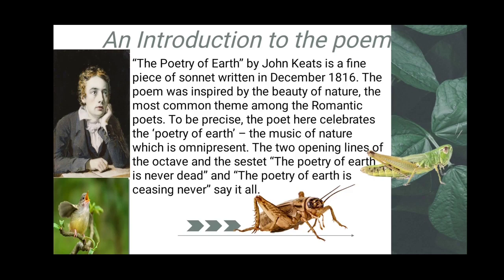An introduction to the poem. The Poetry of Earth by John Keats is a fine piece of sonnet written in December 1816. The poem was inspired by the beauty of nature, the most common theme among the romantic poets. To be precise, the poet here celebrates the poetry of earth. The music of nature is omnipresent. The two opening lines of the octave and the sestet say it all: the poetry of earth is never dead, and the poetry of earth is ceasing never.